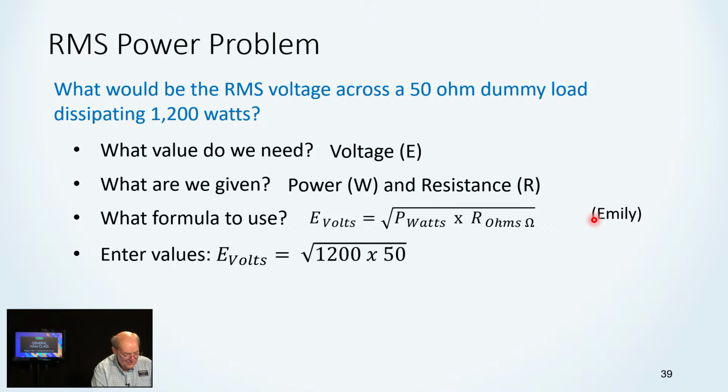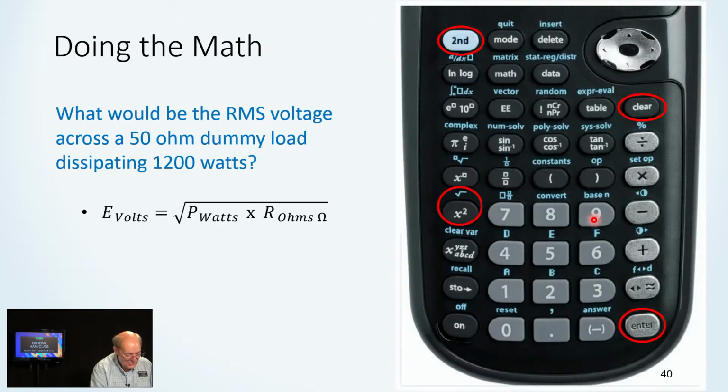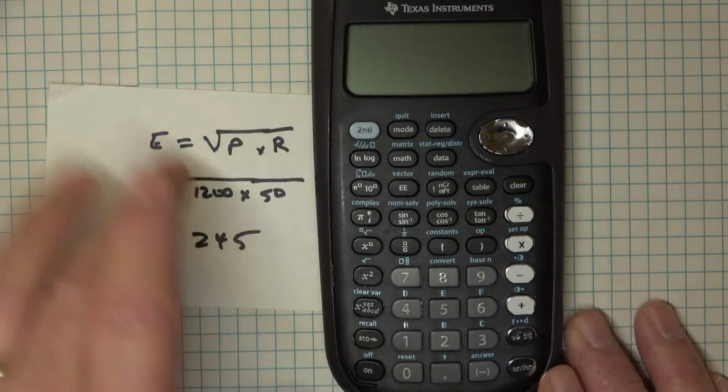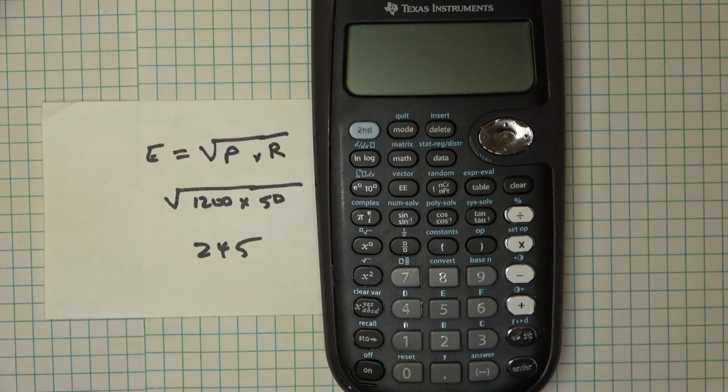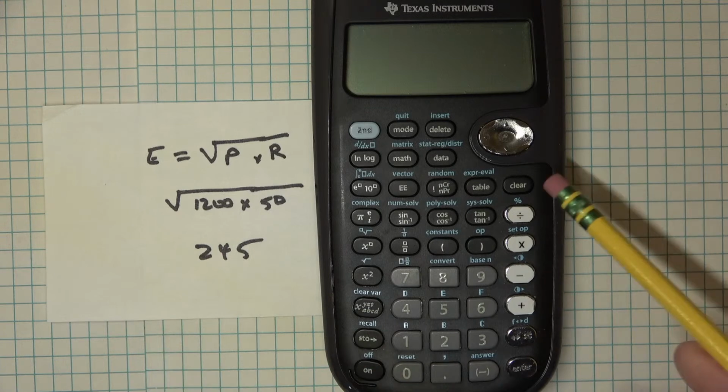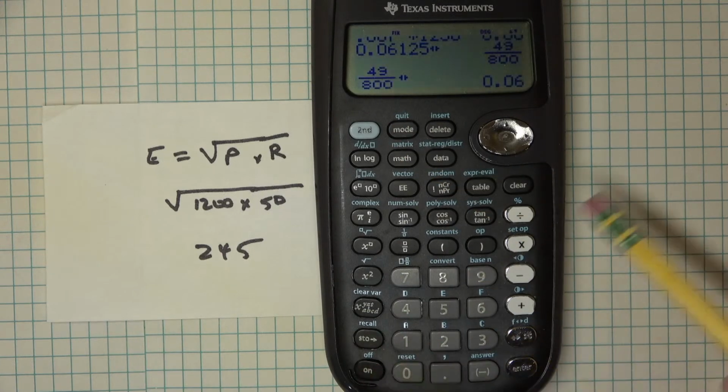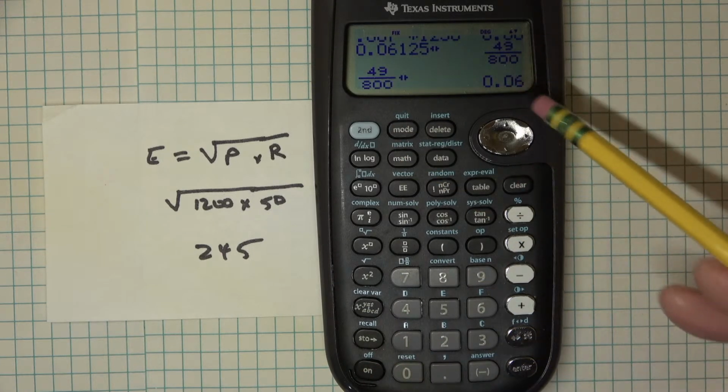Emily. So we enter the values, and if we're lucky, we'll get that answer. So let's go ahead and move to the calculator. E equals the square root of power times resistance. So these are the values. So I'll turn on the calculator. Clear it. Look at all that junk I got in there.